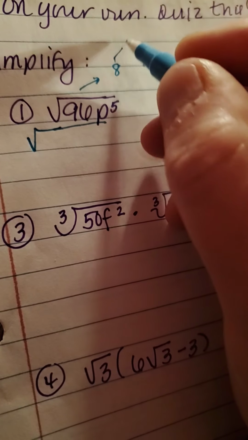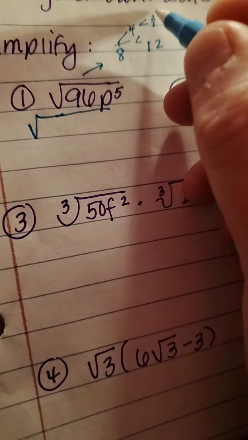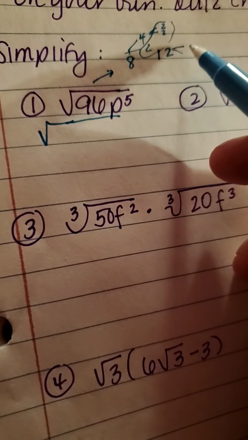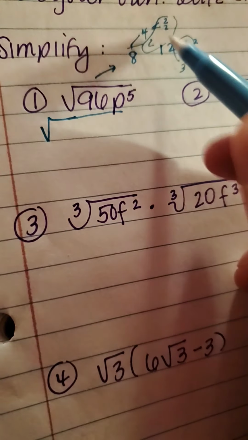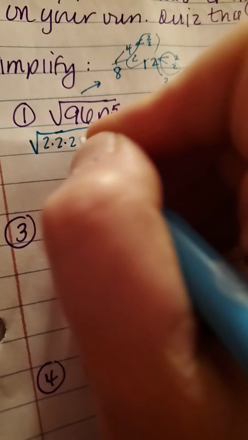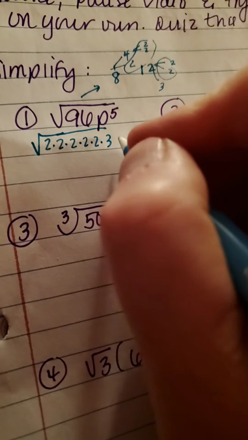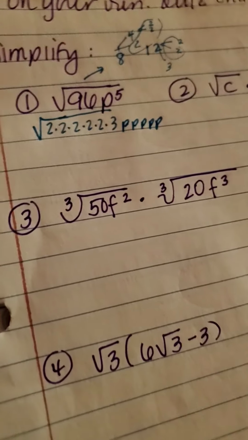8 breaks into 4 and 2. That breaks into 2 and 2. So we have some 2s. This breaks into 2, 2, and 3. So we got some more 2s. So it looks like there's 5 2s and a 3. So what you could always do is break it down using a factor tree. And that includes the variables as well.